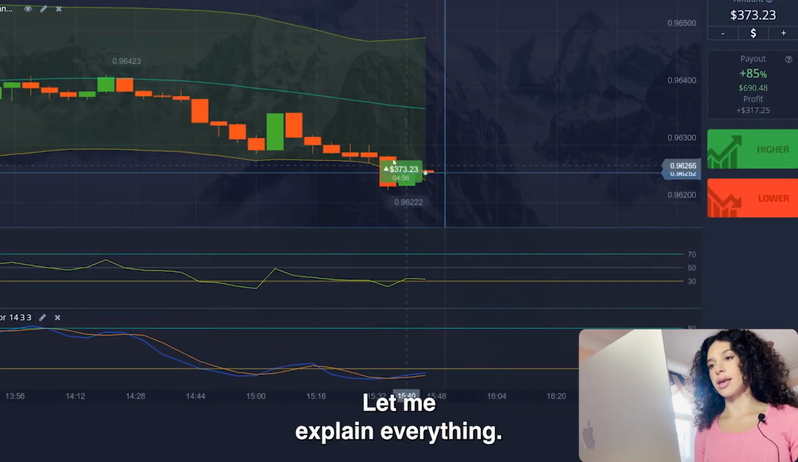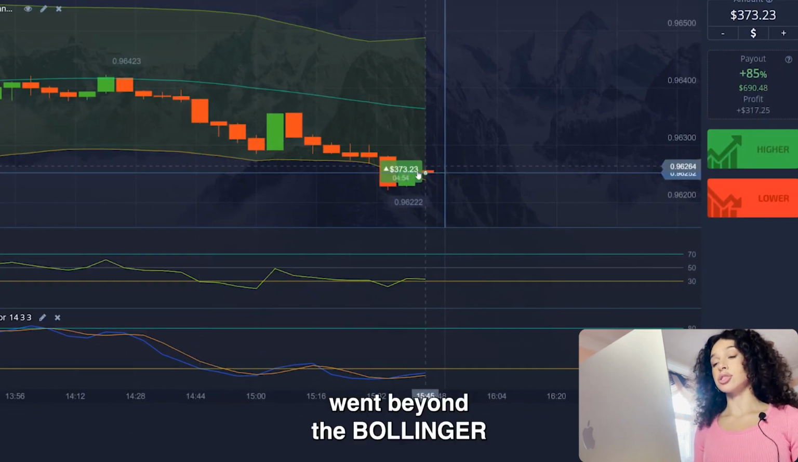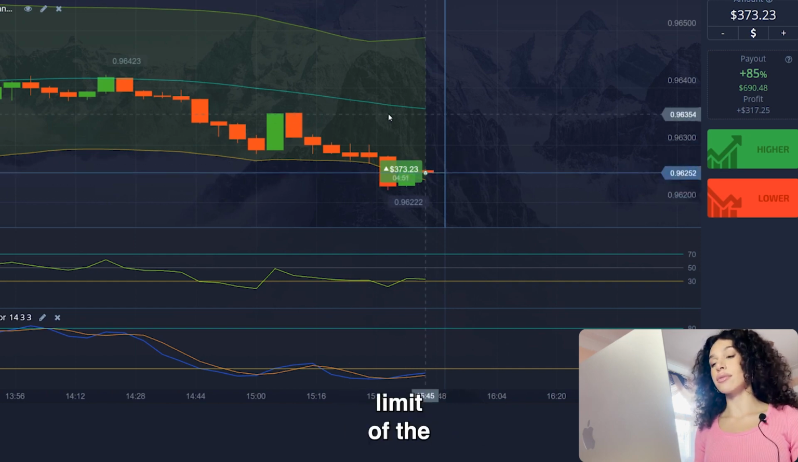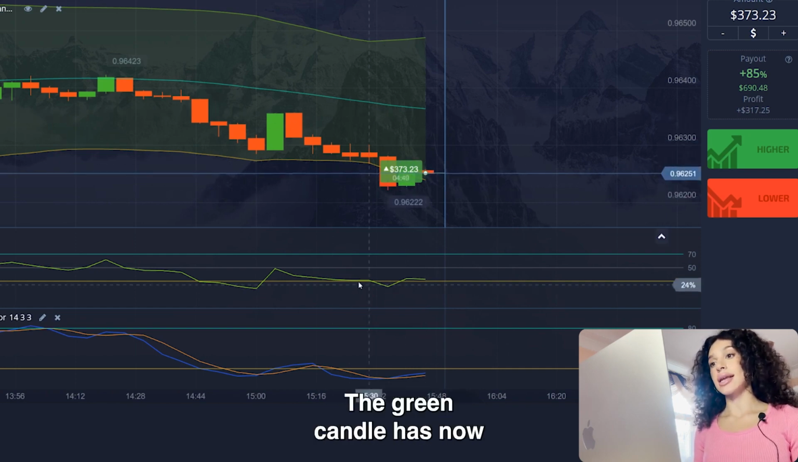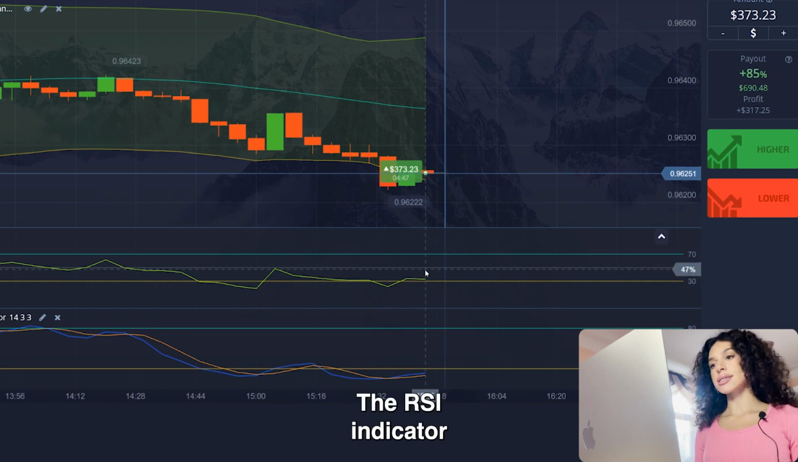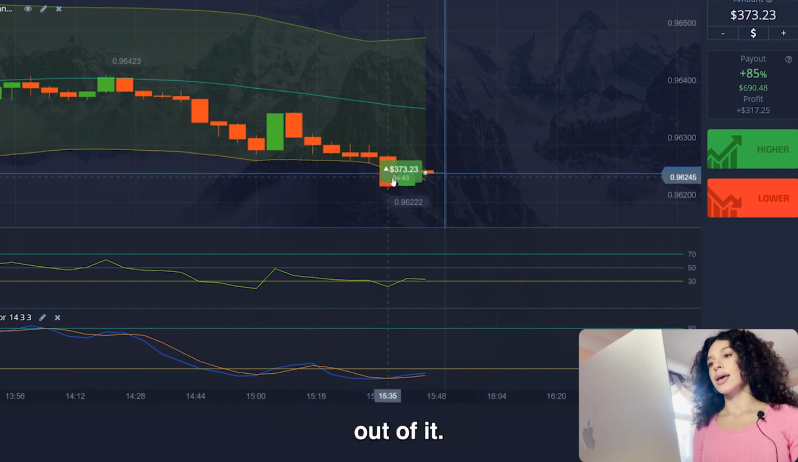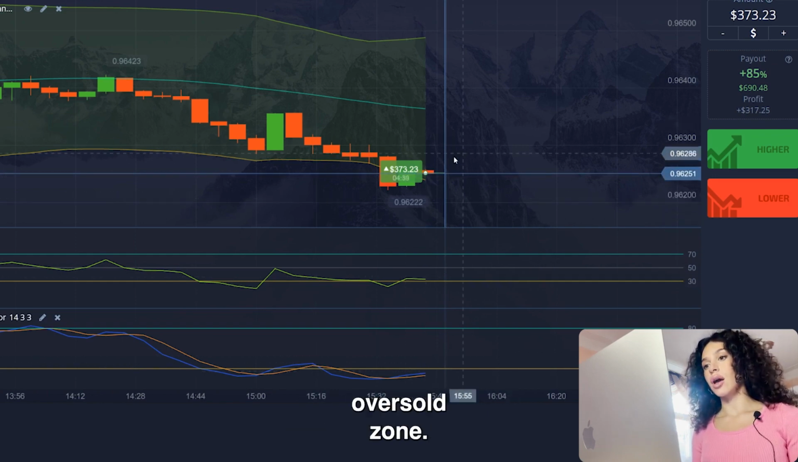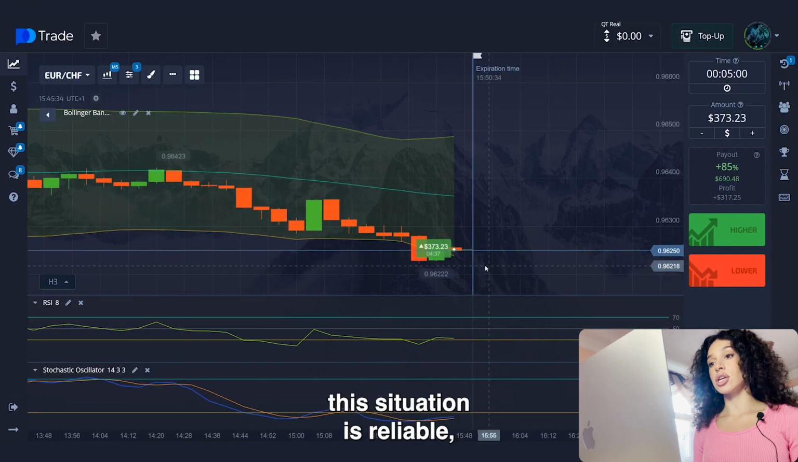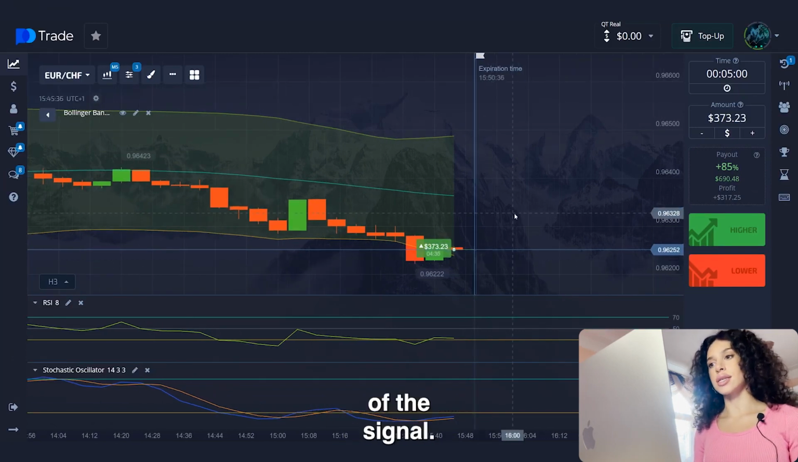Let me explain everything. The chart went beyond the Bollinger Bands. It crossed the lower limit of the indicator. The green candle has now closed. The RSI indicator line was in the oversold zone and is now coming out of it. The lines of the stochastic indicator cross in the oversold zone. All the conditions are met. This situation is reliable. I'm sure of the signal.